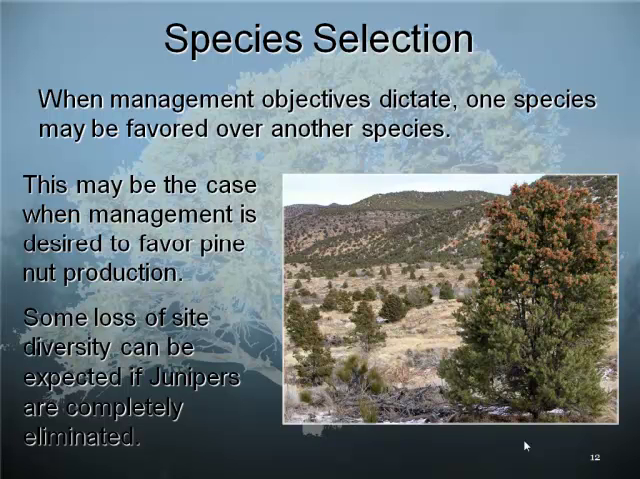Species selection. You can do a species selection cut where, in this case, you cut all the junipers out and leave the pinyon. This just happened to be an old chaining that was retreated in this manner, not by design, but it turned out to be a pretty good pine nut orchard. So, in hindsight. This was done before I happened to be on that particular district.